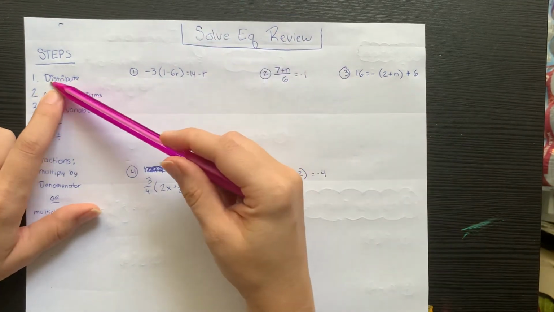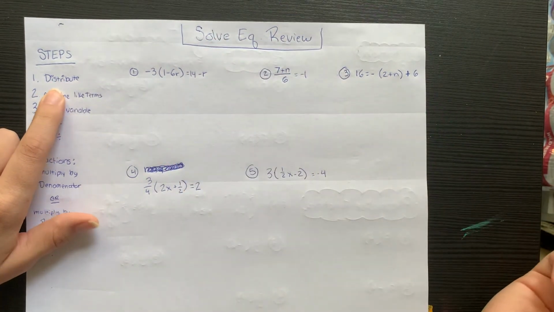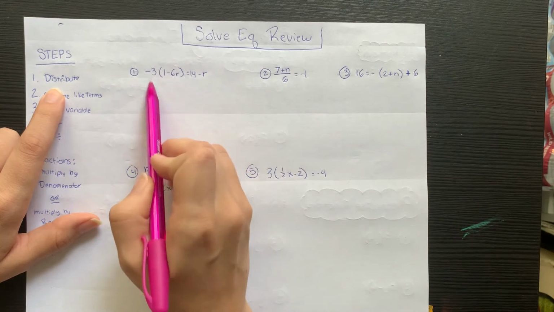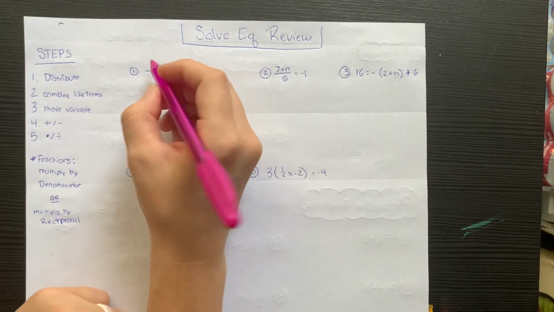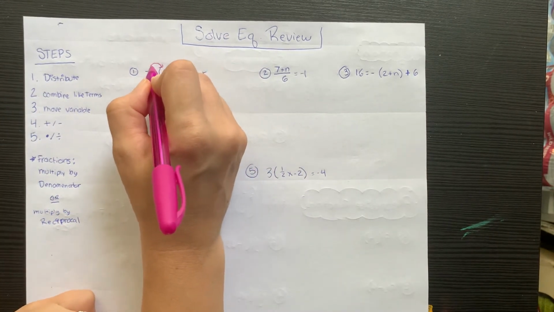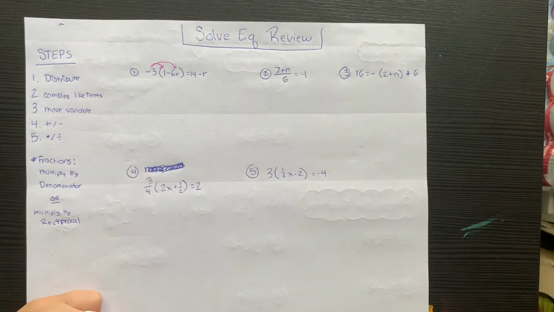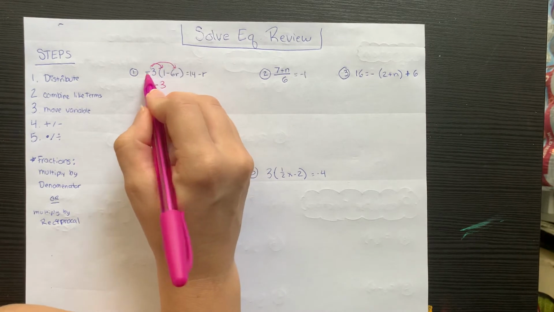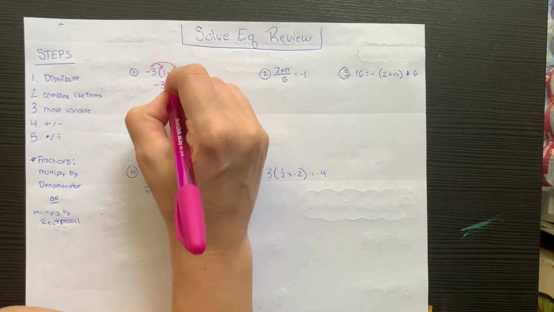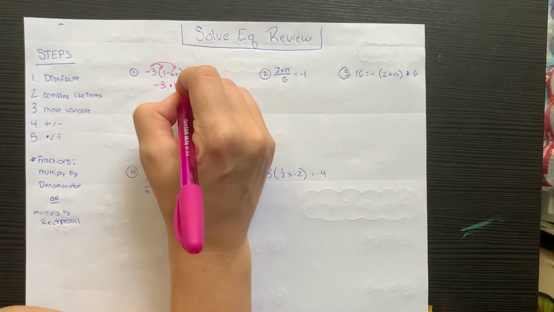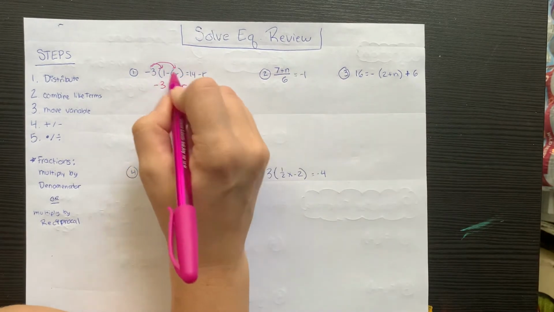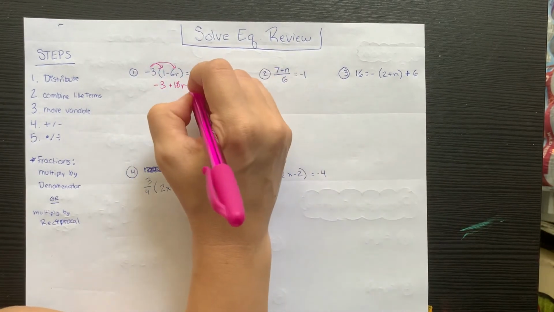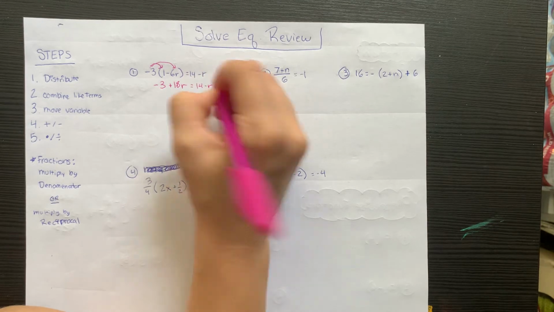Step 1 is distribute if you can. Remember, distributing is when we have parentheses like this. So we take the number on the outside and multiply it with everything on the inside. So negative 3 times 1 and negative 3 times negative 6, and I have an R. So I distributed the negative 3. I'm going to bring this down. We get that.